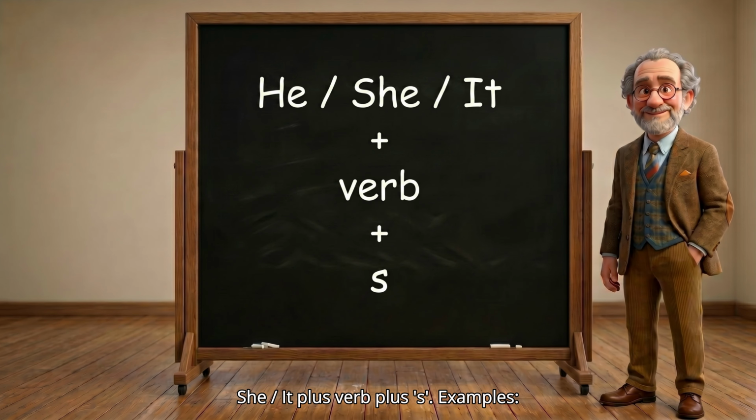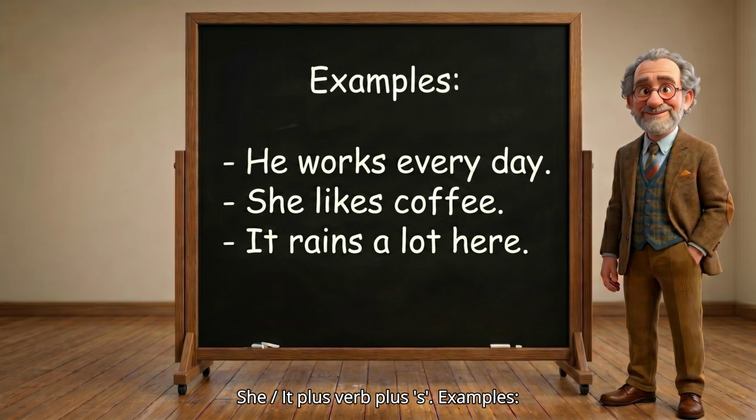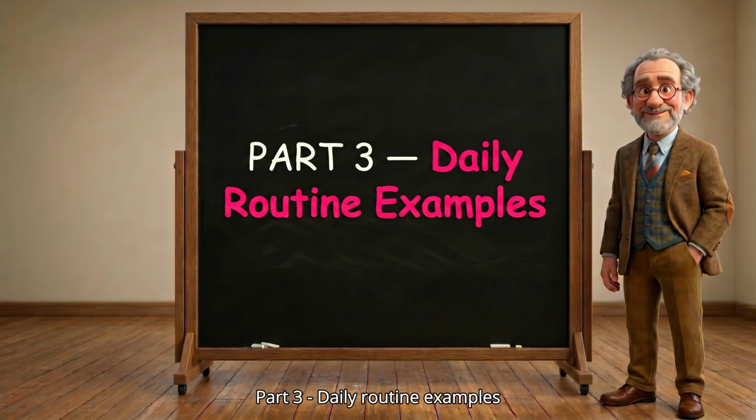He, she, it, plus verb, plus s. Examples. He works every day. She likes coffee. It rains a lot here. Part 3. Daily routine examples.